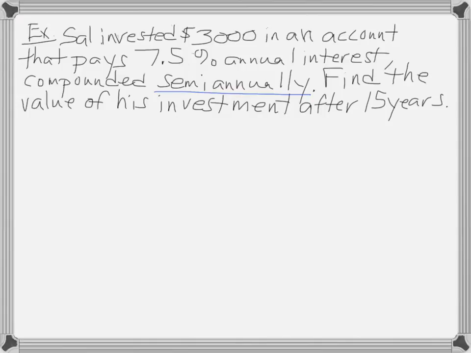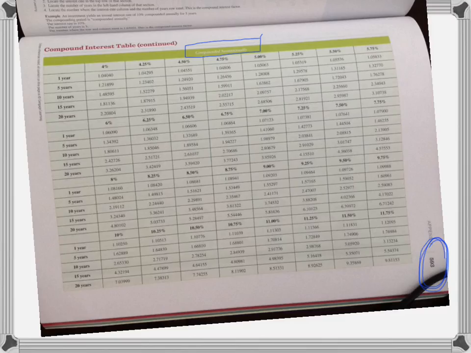And I don't need to know the $3,000 for the chart. I need to know the 7.5% and the 15 years. So when I go to the chart, I need to find 7.5%. Okay, that's right here. And I need to find 15 years over on the left column. And then I see where those two things meet. 3.01747. That number gets multiplied times the principal, and that will give us what we're looking for.